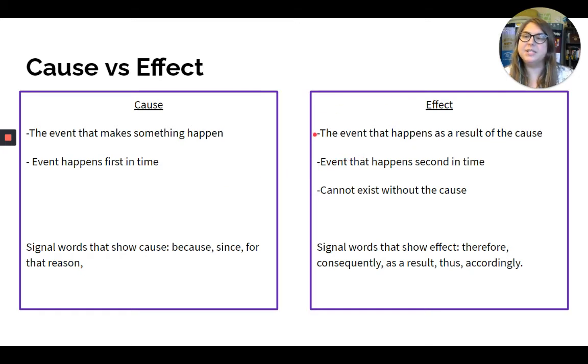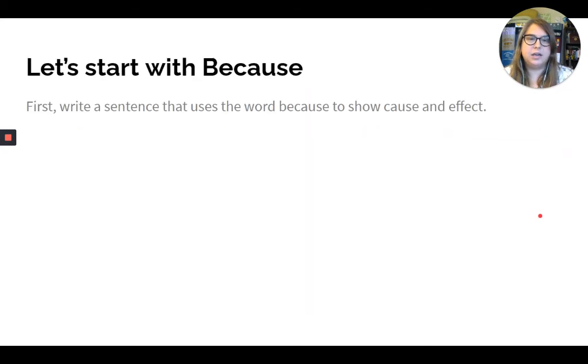Effect is the event that happens as a result of the cause. It's the event that happens second in time, and it cannot exist without a cause. What this means is that cause always comes first in time, and effect always comes second in time. The effect would not exist if the cause did not happen. So some signal words that show us effect are words like therefore, consequently, as a result, thus, and accordingly. Now, just like our signal words for cause, they're not the only ones we see, but they're some of the major ones. So let's start talking about our transition words with the word because.